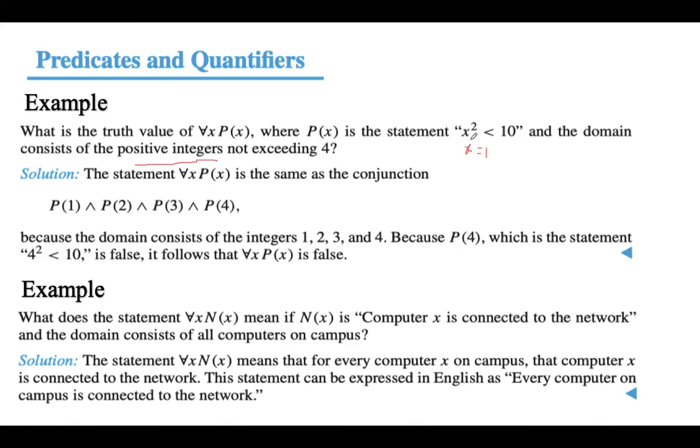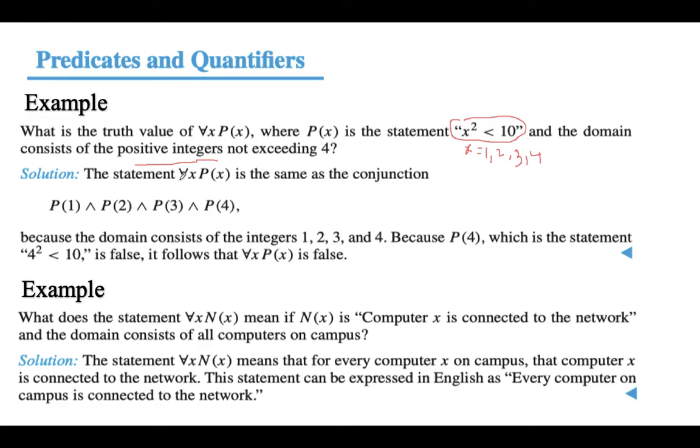If the value of x is 3, then the square is 9, so 9 is less than 10. So for all x this statement holds, this one. So this is for all P of x. P of x is the statement x square is less than 10. If I say that the value of x becomes 4, then this statement becomes false, because the square of 4 is 16, which is not less than 10.